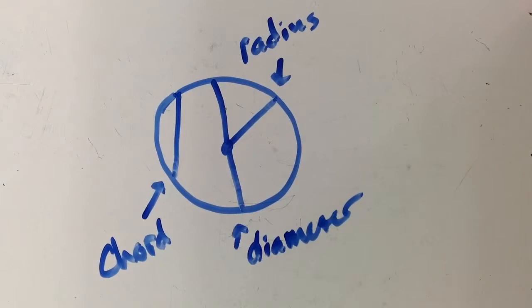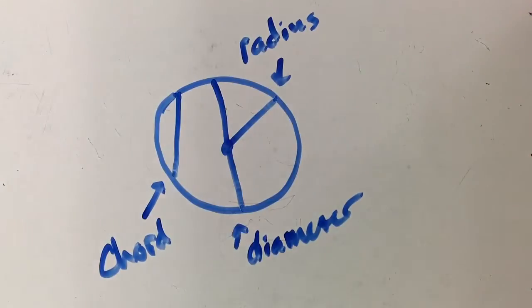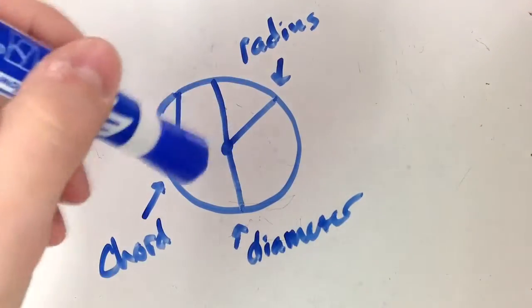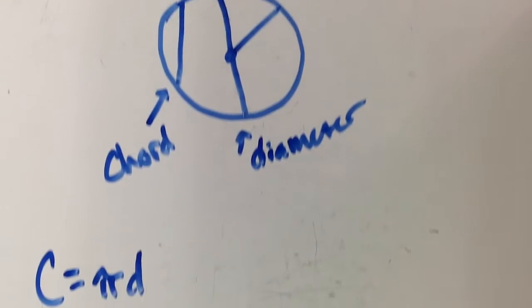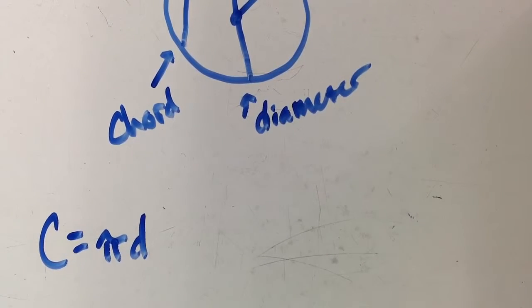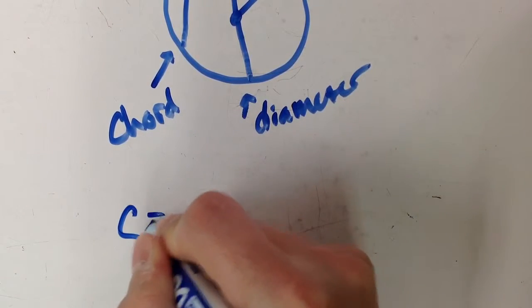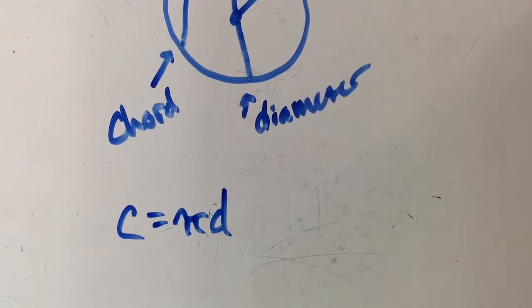We can use those to help us find the circumference, the distance around, or the area, the distance inside, or the amount that it would cover if I would shade the circle in, by using two formulas. The first we're going to look at is circumference. Circumference is pi times diameter. Now when we're solving for circumference, we can use 3.14 for pi, or you can use the pi button on your calculator.